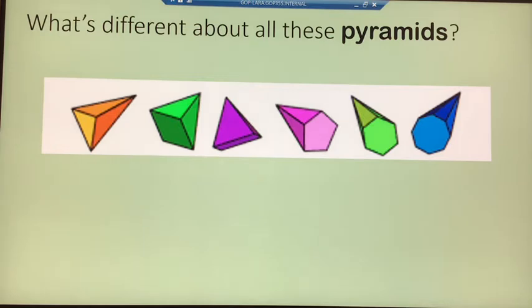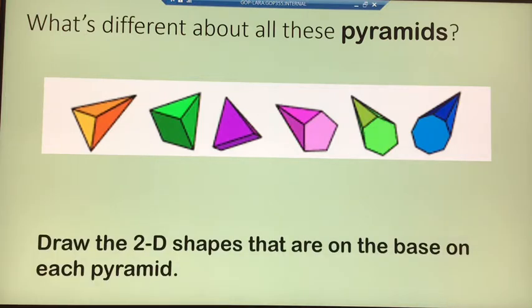Now, I've got a row of pyramids here. Have a good look at them. Can you tell me what is different about each of these pyramids? What I'd like you to do is to stop the video and draw the 2D shape that is on the base of each pyramid.